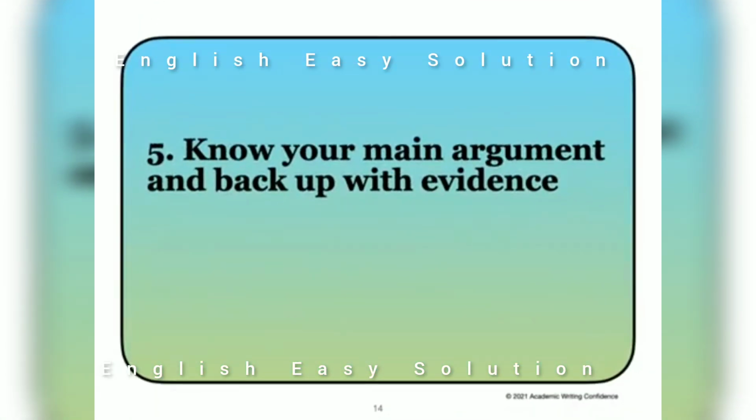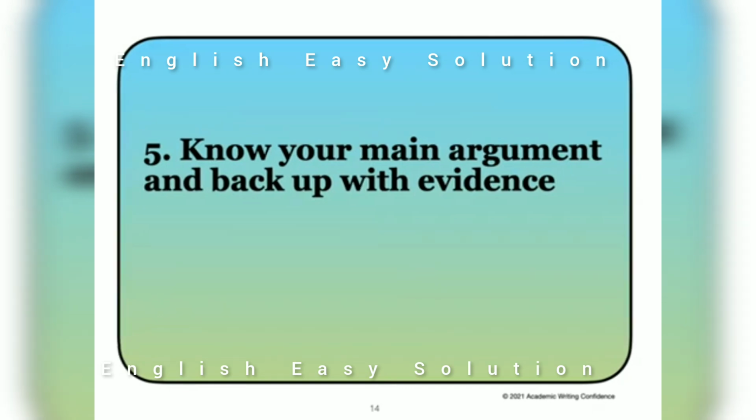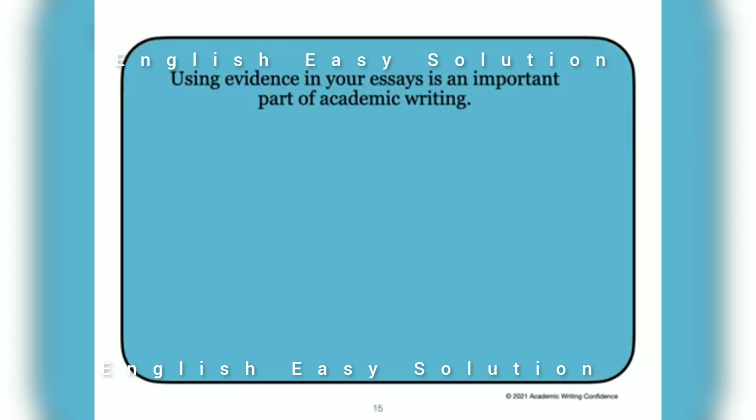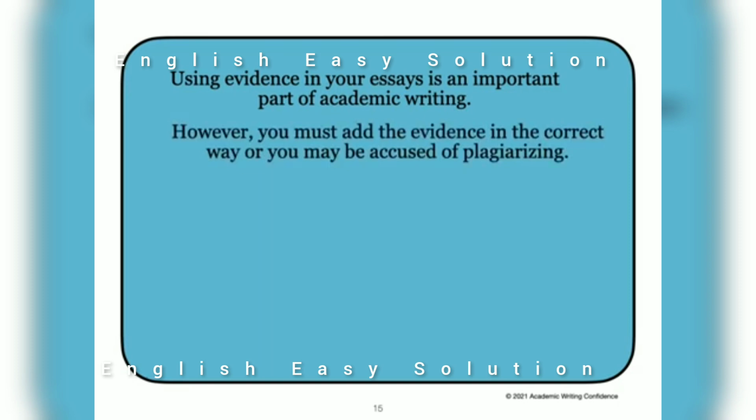And the last tip for how to improve your academic writing is that you should know what your main argument is and back it up with evidence. Using evidence in your essays is an important part of academic writing. However, you must add the evidence in the correct way or you may be accused of plagiarizing.